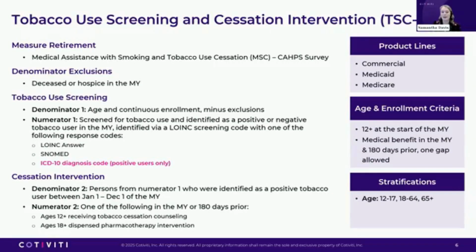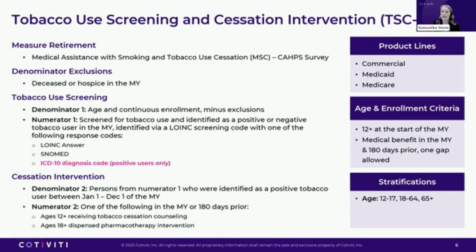this new measure. This would apply to all product lines for members 12 and older that are continuously enrolled through the measurement year and the 180 days prior. Only an age stratification is proposed, and one of NCQA's public comment questions is specifically looking for feedback on the proposed age groupings. Members who are deceased or in hospice during the measurement year would be excluded.